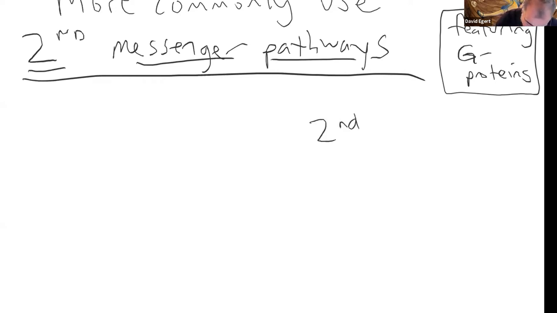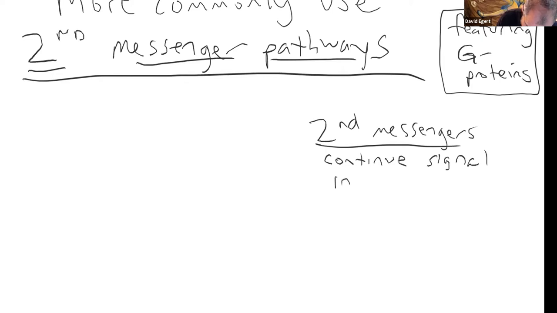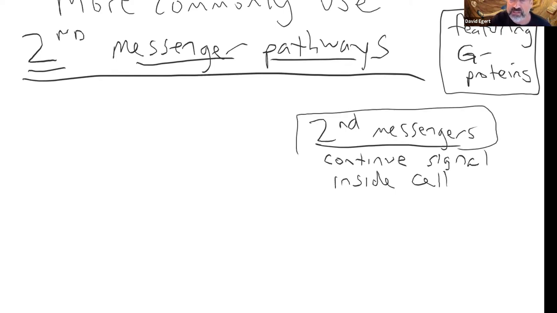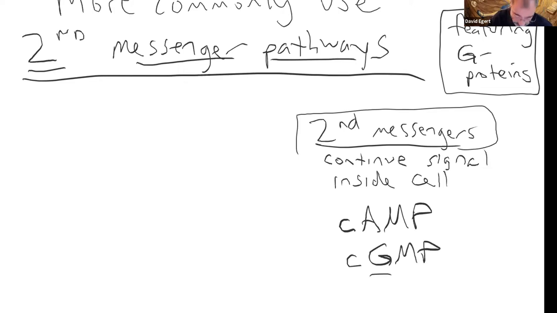Let me just talk about second messengers. Second messengers are molecules that continue the signal inside the cell. The initial message might be insulin or serotonin or adrenaline or whatever the cell binds to, but then there's going to be multiple steps, and we're going to end up having the signal continue as a second messenger inside the cell, and these are different molecules. Typical second messengers I've mentioned were cyclic AMP, and we've introduced important nucleotide-based molecules, cyclic AMP and cyclic GMP. This is guanosine monophosphate, adenosine monophosphate.